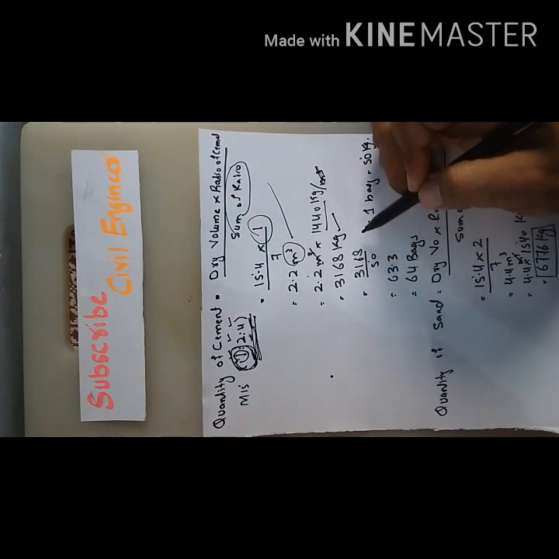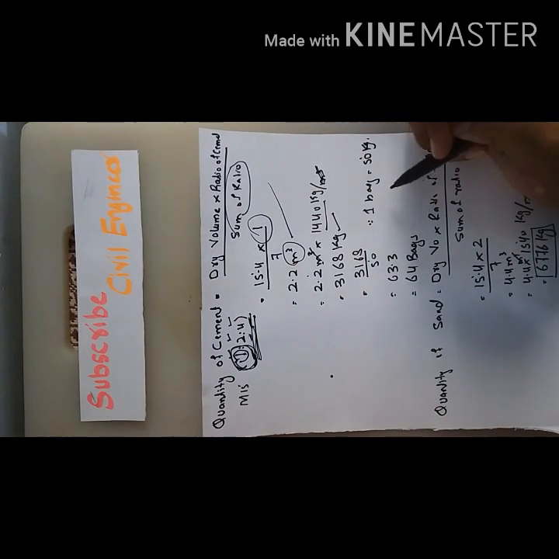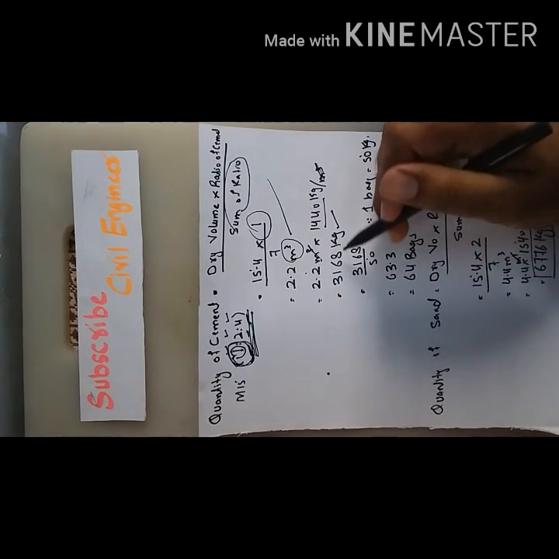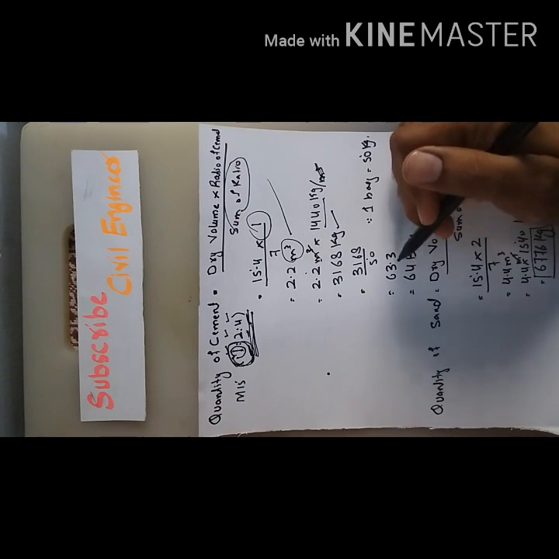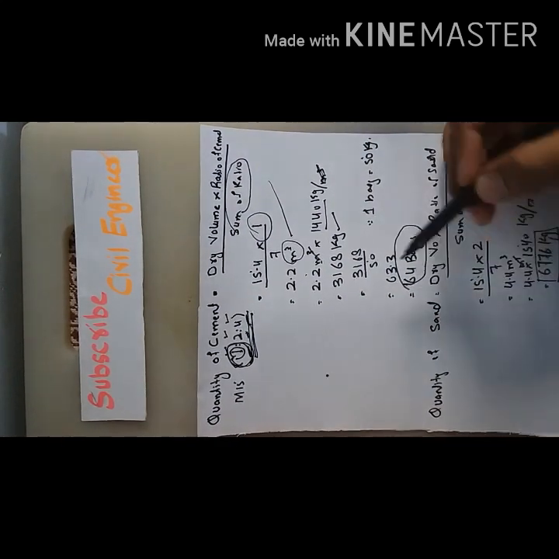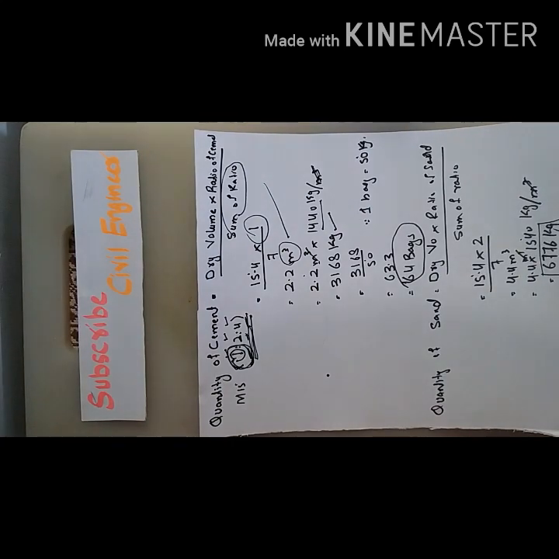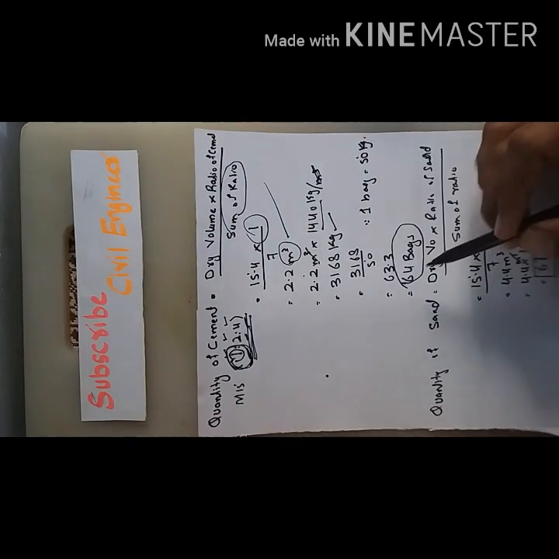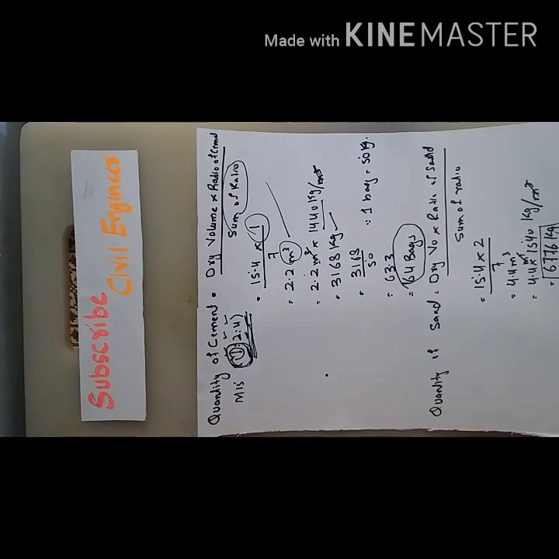Now we have calculated the quantity of cement in kg, but we know that one bag of cement is equal to 50 kg. We divide this value by 50 and we get 63.3, that is, 64 bags. So for 10 cubic meter and grade M15, we must have 64 bags of cement for concrete mix.